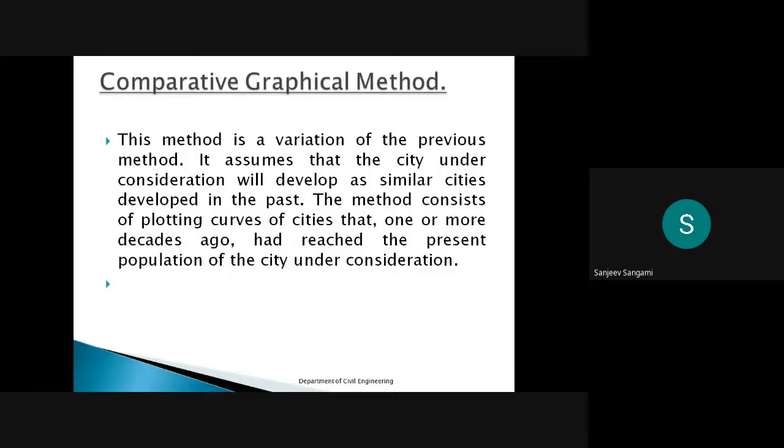In this method, it is assumed that the city under consideration will develop as similar cities developed in the past. The method consists of plotting the curves of the cities that one or more decades ago had reached the present population of the city under consideration. What exactly we will do in this method is consider some similar cities, start comparing, and adopt that for the next city. This is how exactly it is going to happen.